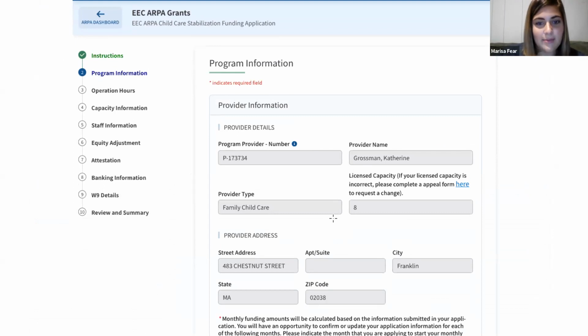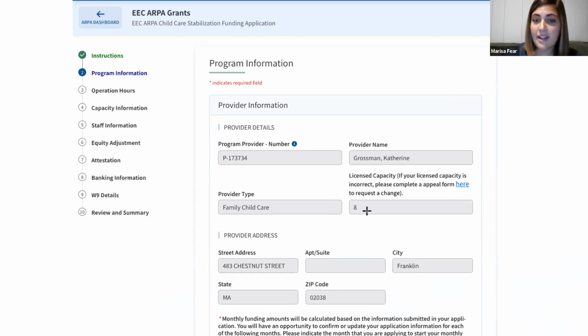So I saw someone ask me a question about how you would file an appeal. I'm going to use the example for licensed capacity here. So on the right-hand side of the screen, you can see license capacity of 8. This information is pre-populated from your lead account.